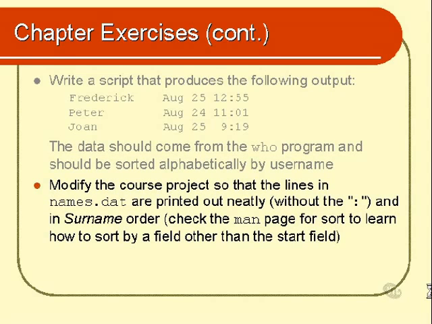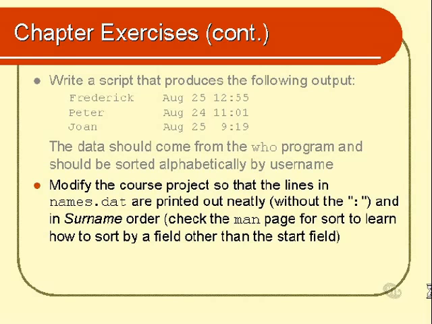There's a gaping hole in our course project at the moment, in that when we print out the names.dat, it's just a raw dump of what's in the file. But what I'd like to see is to have it printed out neatly. In other words, get rid of the colons that separate one field from the next, and I'd like them printed out in surname order, and clearly a nice heading would be appropriate as well. So you're probably going to need to use awk to do that.